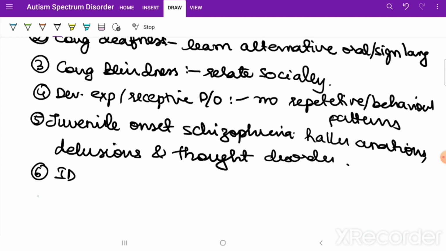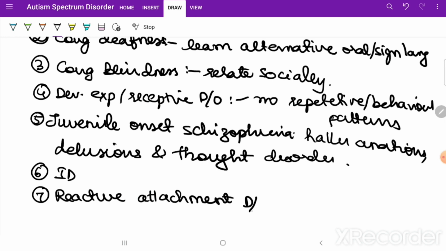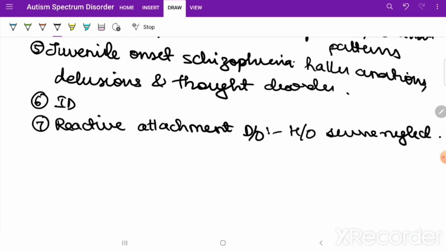Then another differential diagnosis is reactive attachment disorder. In very young children, you can consider reactive attachment disorder, but these cases are typically characterized by a history of severe neglect. If there is a history of severe neglect in a child, he may develop some symptoms which are similar to ASD. But there will be a history of severe neglect in them.